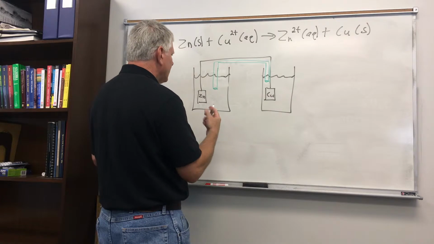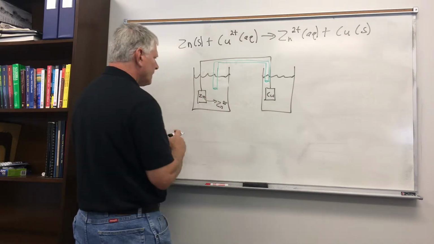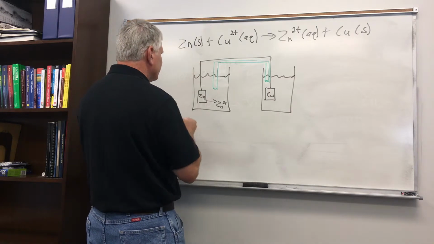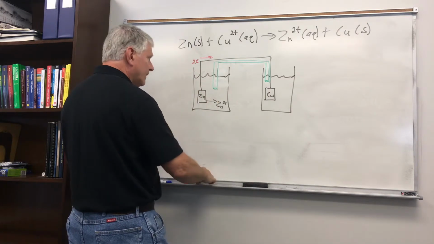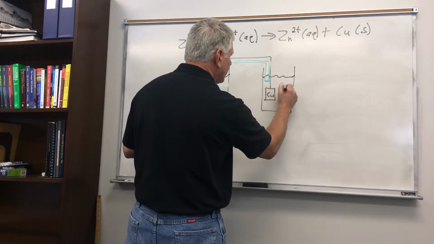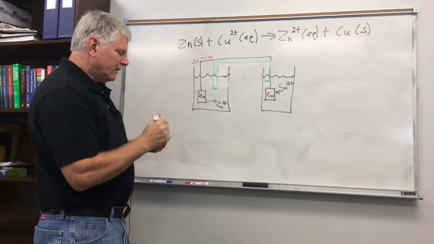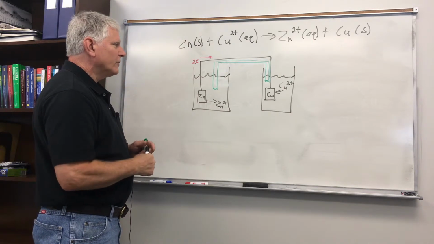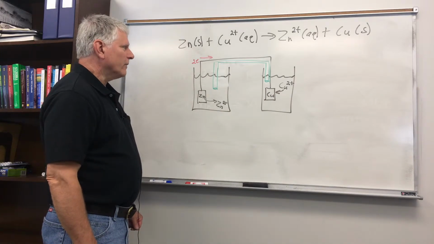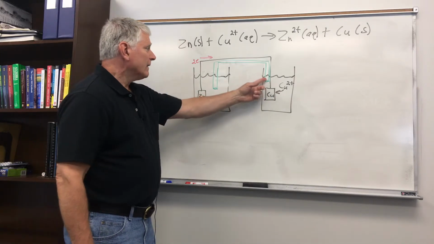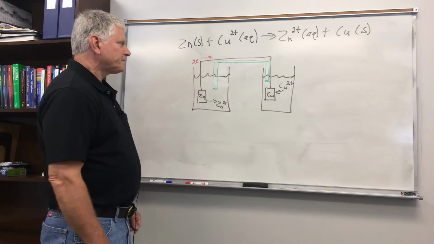And we have zinc going to zinc 2 plus, giving up 2 electrons. These 2 electrons will travel through the wire to the copper electrode, where copper 2 plus can bump into the electrode and gain those 2 electrons and plate out as copper metal on the electrode. And then we can balance the charge by letting negative ions move through the salt bridge.